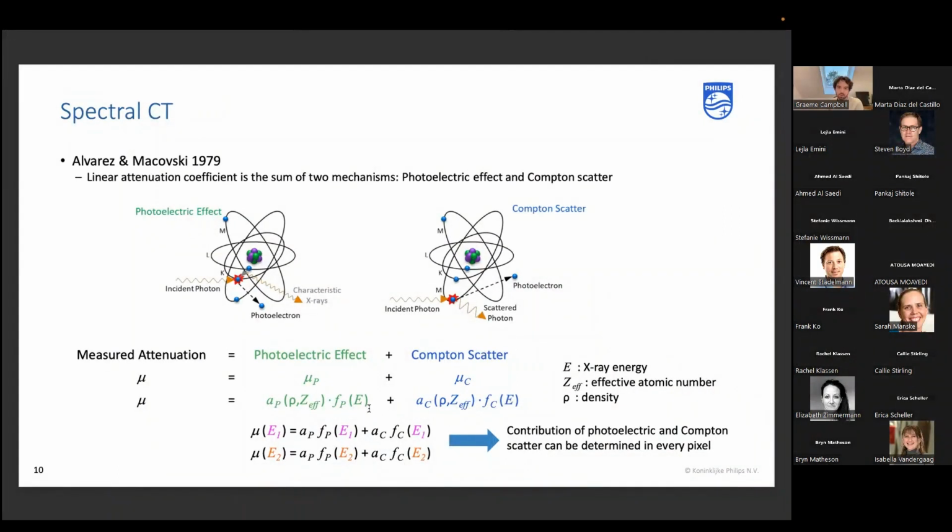And these are both dependent on the density of the material and the atomic number of the material. So iodine, as it's used as a contrast agent, is relatively low density, but it has a high atomic number compared to water, for example.